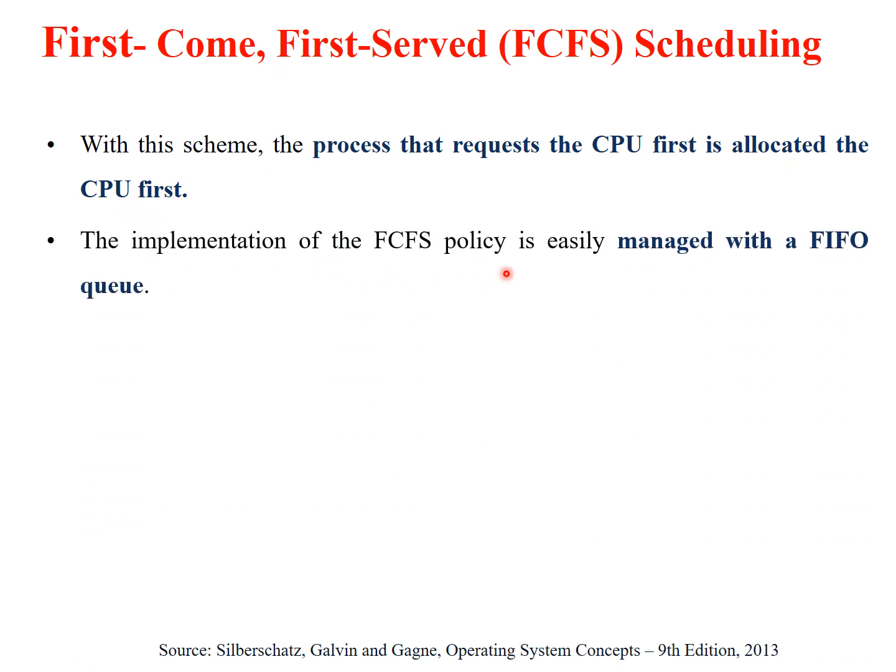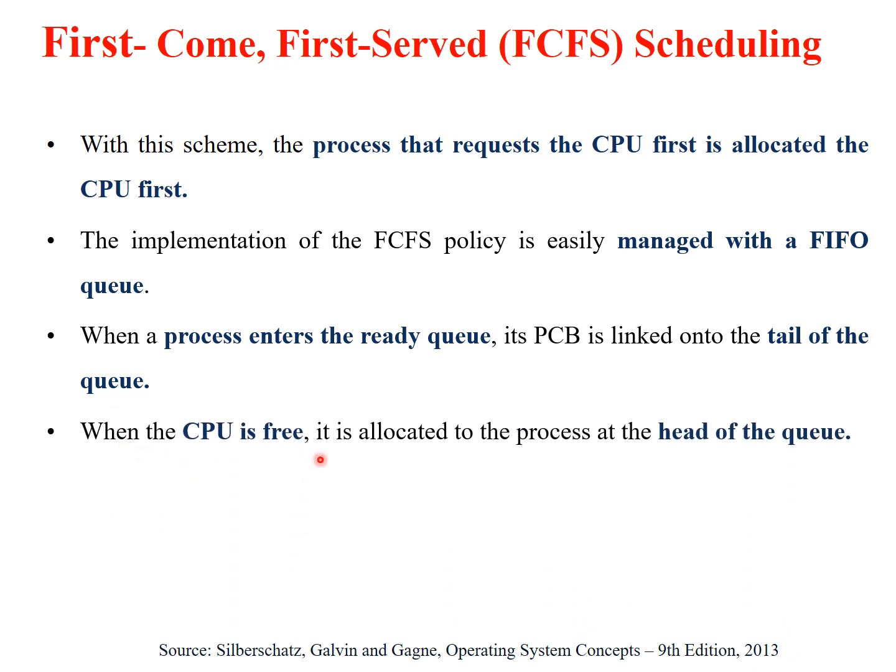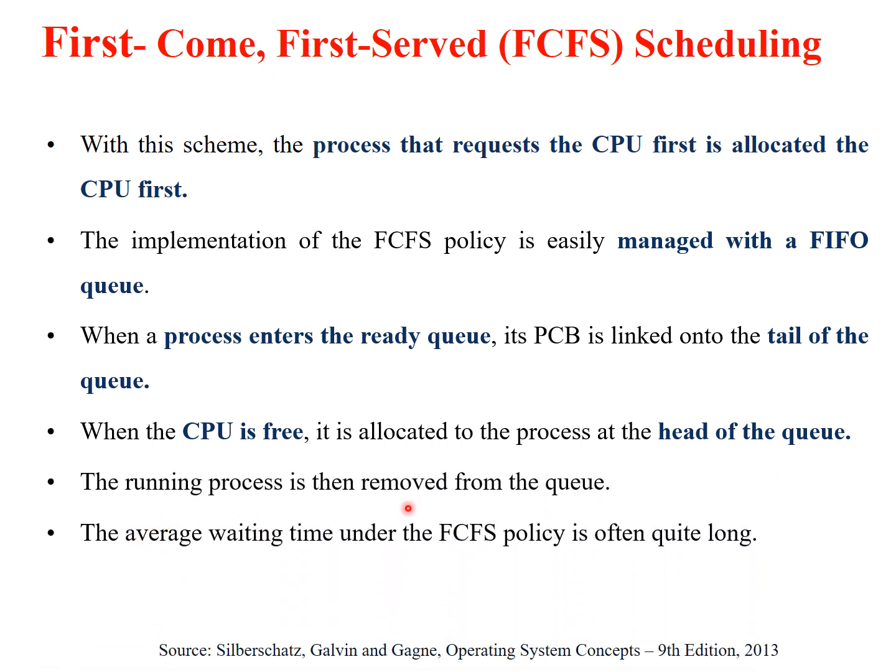The implementation of the FCFS policy is easily managed with the FIFO queue. When a process enters the ready queue, its process control block is linked onto the tail of the queue. When the CPU is free, it is allocated to the process at the head of the queue. The running process is then removed from the queue. The average waiting time under the FCFS policy is often quite long.